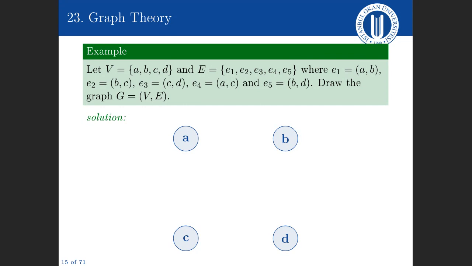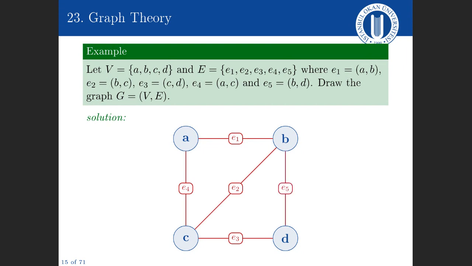Then we need to draw the edges. e1 connects A with B. Draw e1. e2 connects B with C. We can draw e2 and so on. e3 connects C with D. e4 connects A with C. e5 connects B with D. And then we're finished. This is the answer to this question. This is one answer to this question, but depending on how you choose to draw your vertices A, B, C, and D, of course, there are many correct answers.